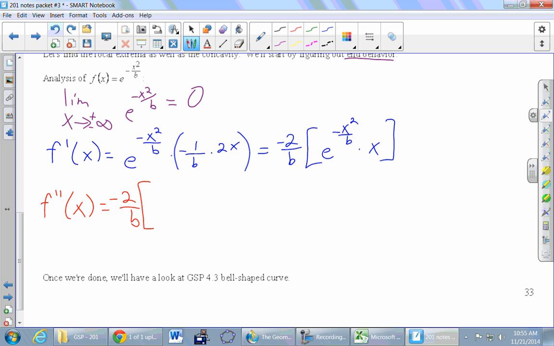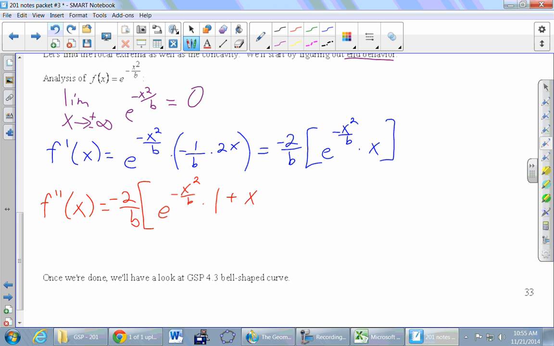So now we'll do the product rule in the brackets. Okay, so product rule starts first times derivative of the second. So we copy the first thing, times, what's the derivative of the second? 1. Easy enough. What's the next symbol in the product rule? Plus second times derivative of the first.